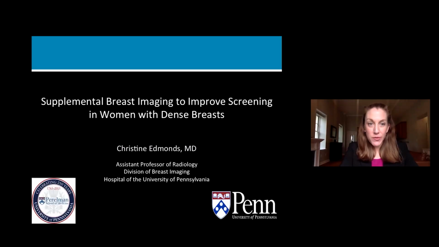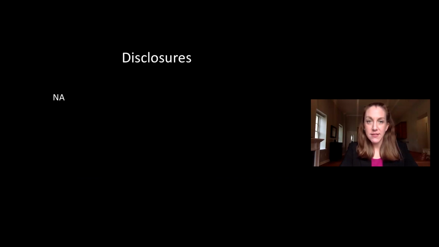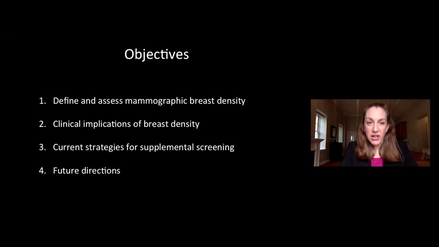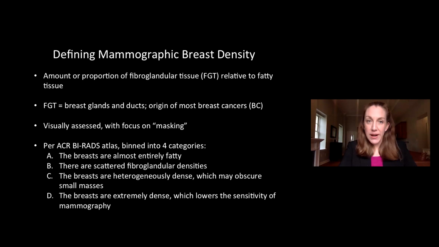I'm looking forward to speaking with you about supplemental breast imaging to improve screening in women with dense breasts. The objectives are to define mammographic breast density, discuss the clinical implications, go over the current strategies for supplementally screening women with dense breasts, and finally touch on future direction.